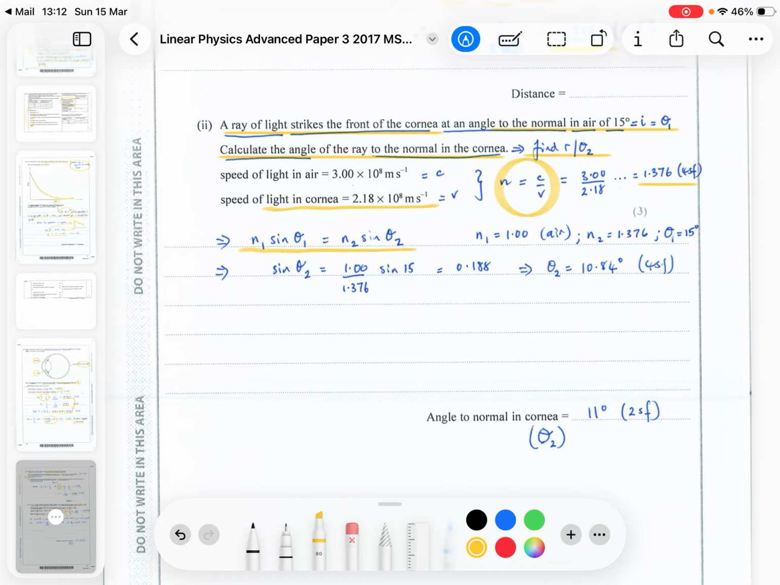You can then use this equation with n1, for air, equals 1.00, and we know these already from above. So you can just work out sine theta 2 by using the equation and you'll get theta 2 being 10.84 degrees to 4 significant figures, but you really can only quote it to the nearest degree because that's what they gave you the original angle at.